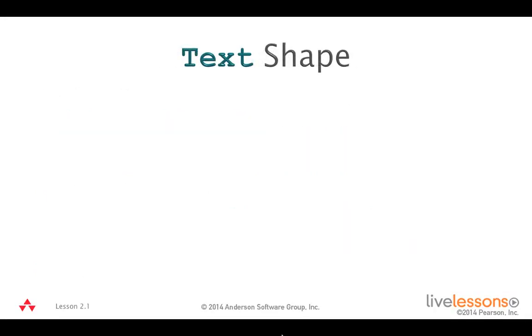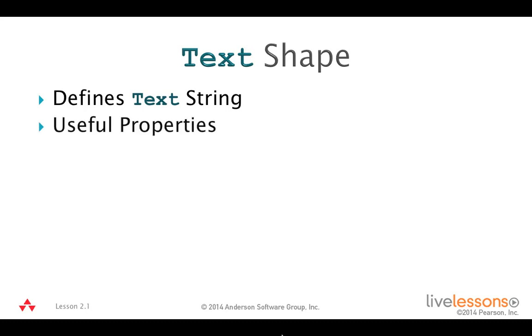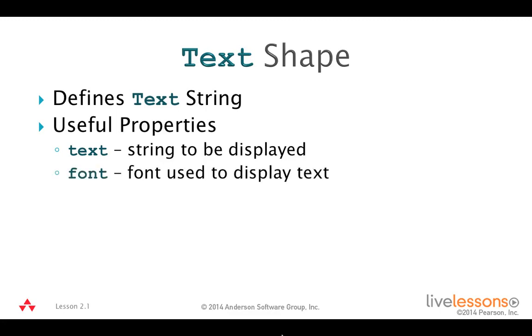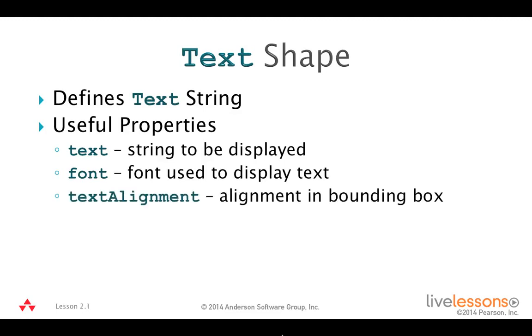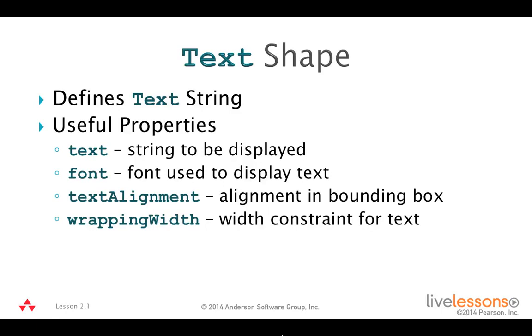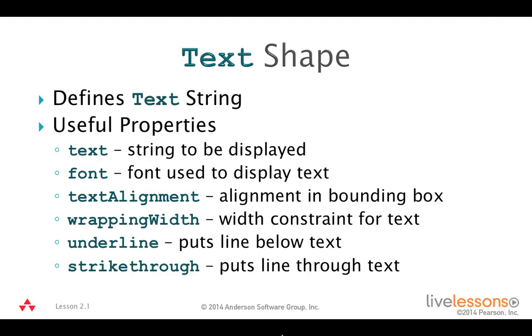Now let's look at our first shape, text, that defines text strings for you. Here are some useful properties. The text property is the string to display, and the font property defines the font of the text. Property text alignment defines horizontal alignment in the bounding box, and wrapping width defines a width constraint for the text. Now, if you want to underline text, set the Boolean underline property to true. Likewise, setting Boolean property strike through to true draws a line through the text. And the XY properties define the XY coordinates of the text origin.